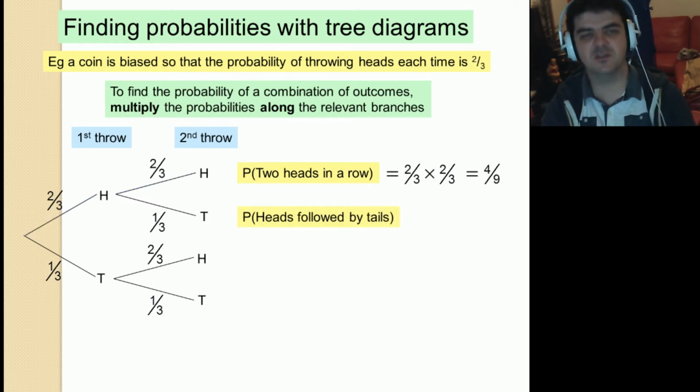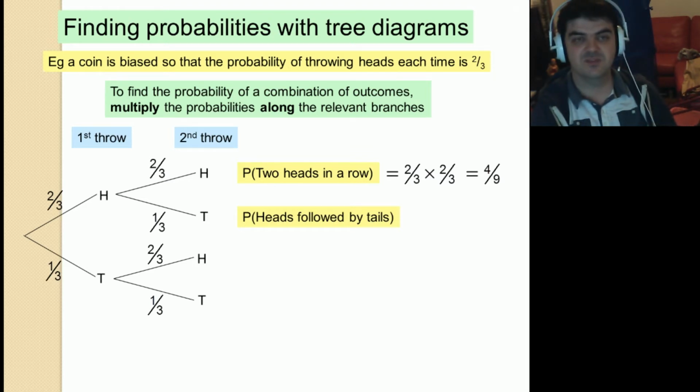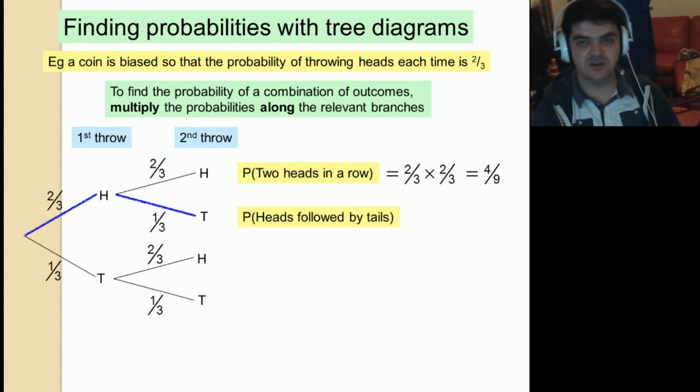What's the probability of a head followed by a tails? Well, you need to throw a head and then a tails. Use the word and. We're going to multiply. So it's 2/3 multiplied by a third, which is 2/9.